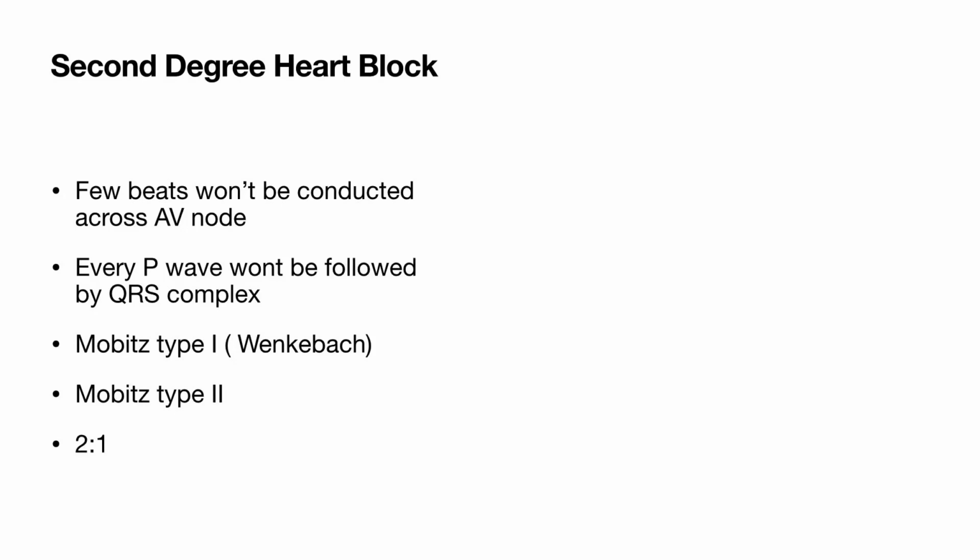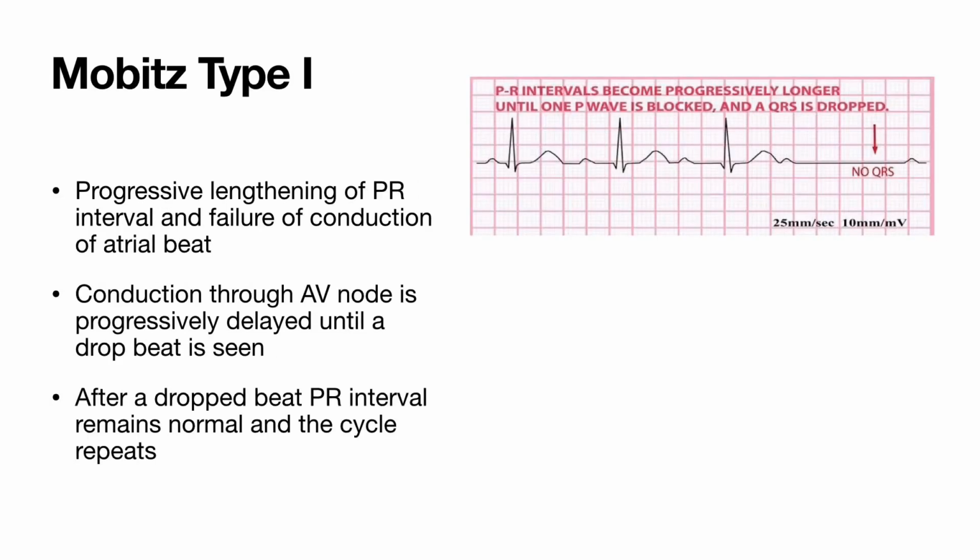There are 3 variations of second degree heart block. Mobitz type 1 second degree heart block. There may be progressive lengthening of the PR interval and then failure of conduction of an atrial beat, followed by a conducted beat with a shorter PR interval, and then repetition of this cycle. This is the Wenckebach or Mobitz type 1 phenomenon.